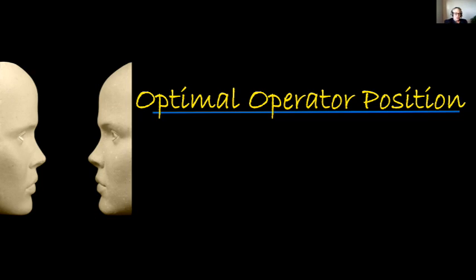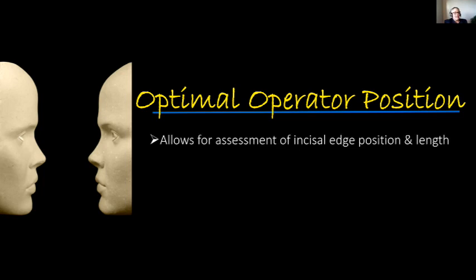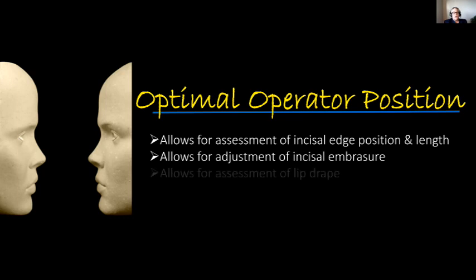Maybe not this close unless you really know the patient, but getting directly in front of the patient, sitting them up and looking directly at the patient offers us some advantages. The first one is that it'll allow for an assessment of the incisal edge position and length. Secondly, it'll allow for the adjustment of incisal embrasures. Now, the first point is particularly important if you're doing freehand provisionals. And we'll talk a little bit about doing freehand provisionals.